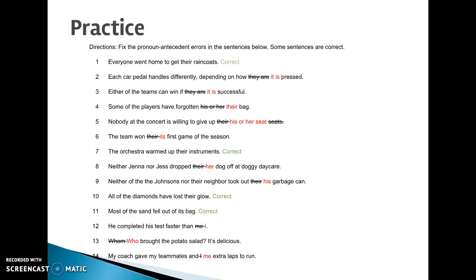Most of the sand fell out of its bag. In this case, most is modifying sand, and remember, sand is not countable. There's not like a grain of sand. It's just sand is a general entity, and that's when we go back to the singular. So most of the sand fell out of its bag.